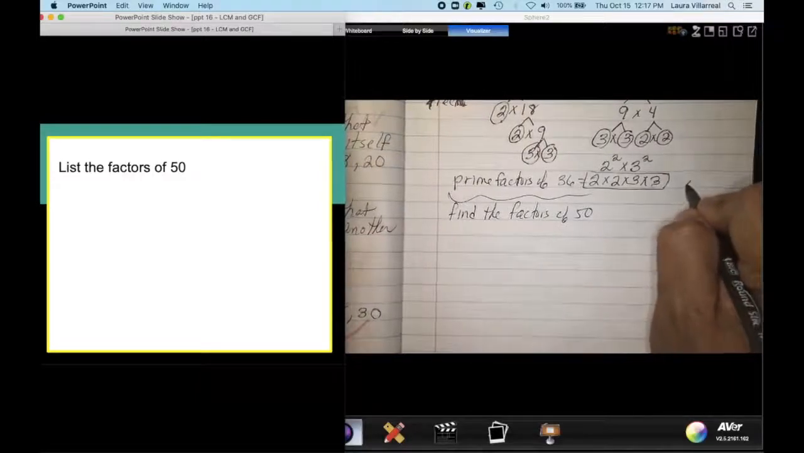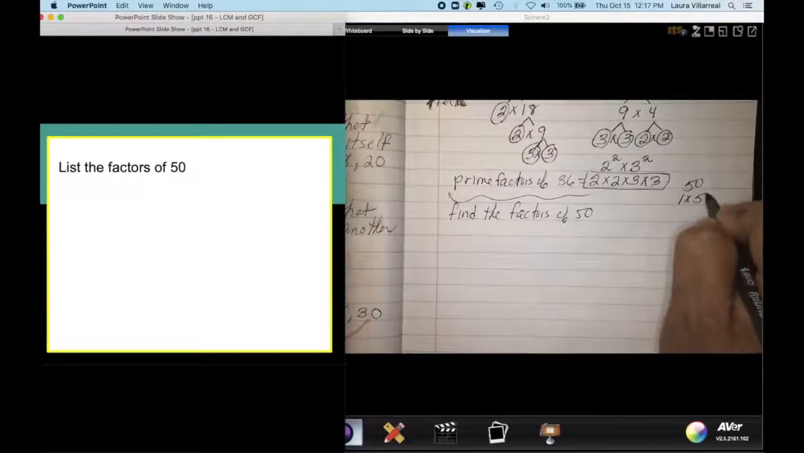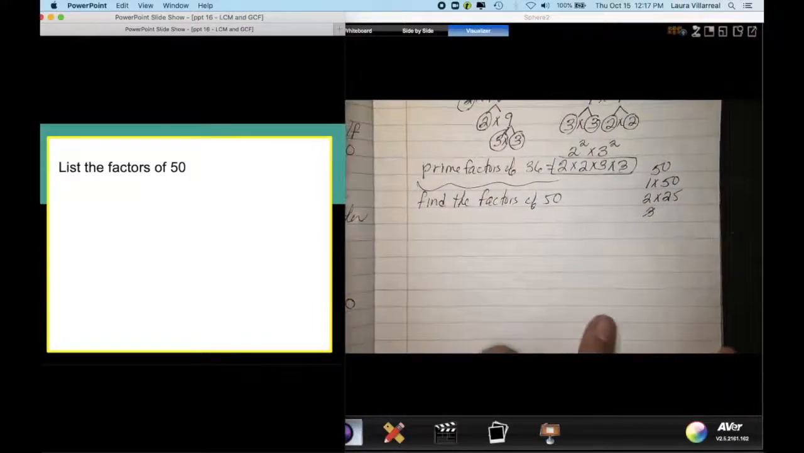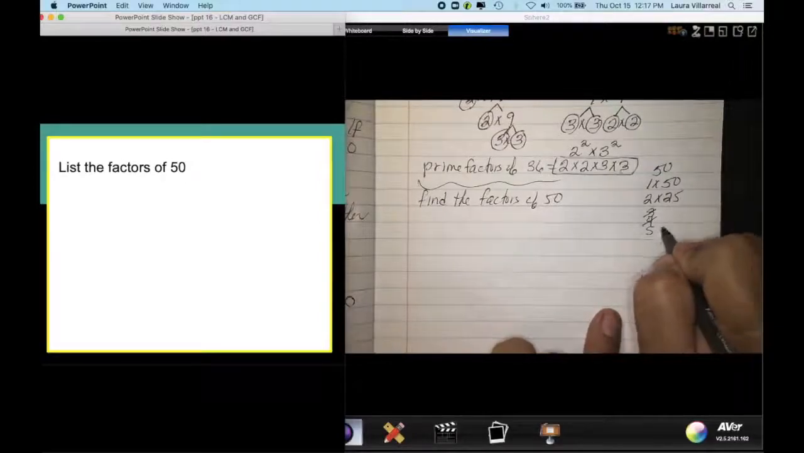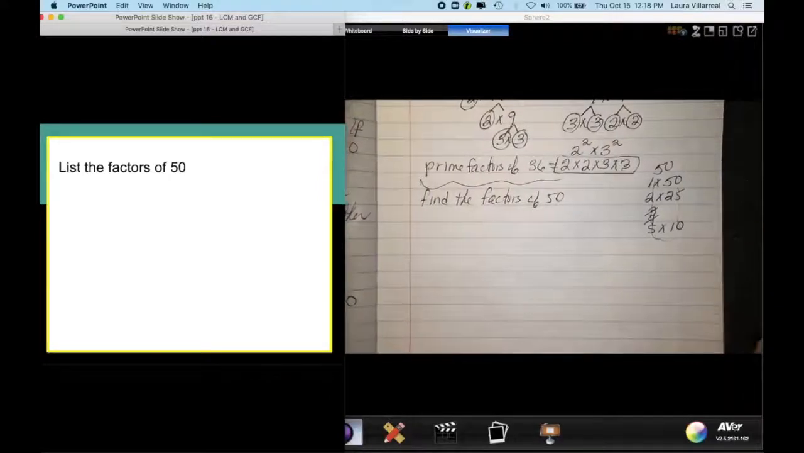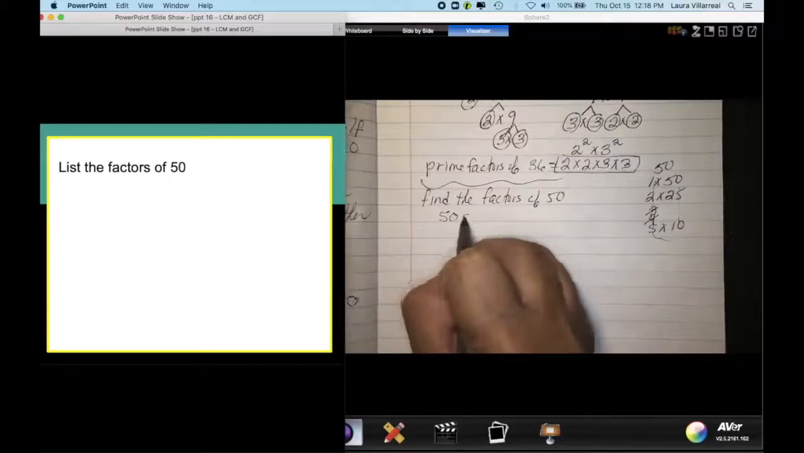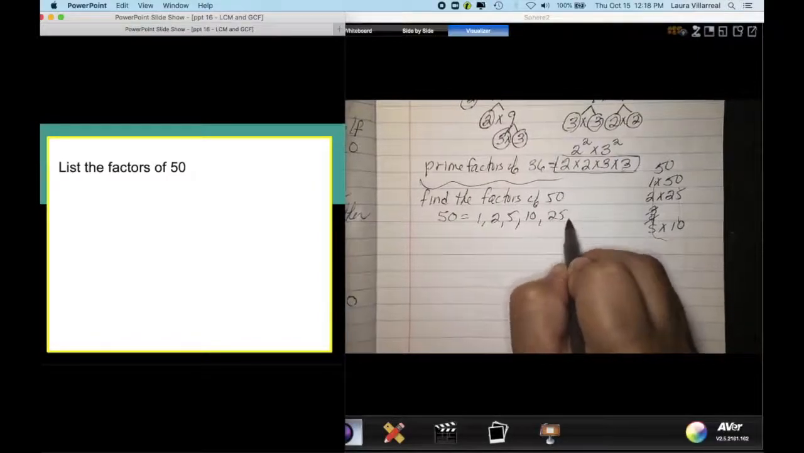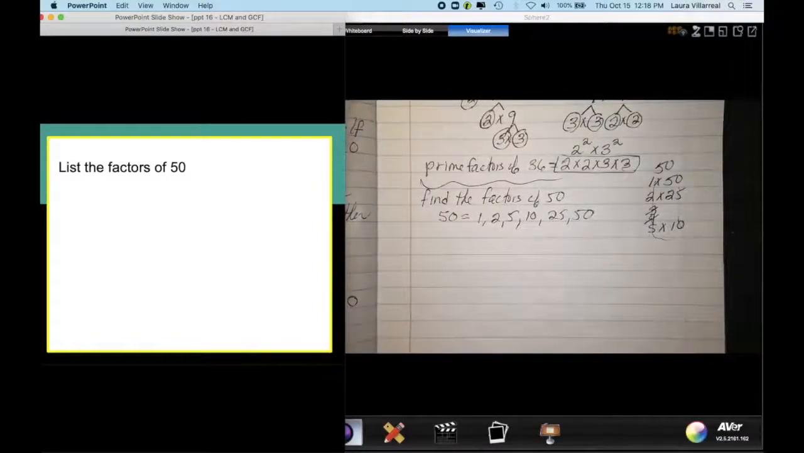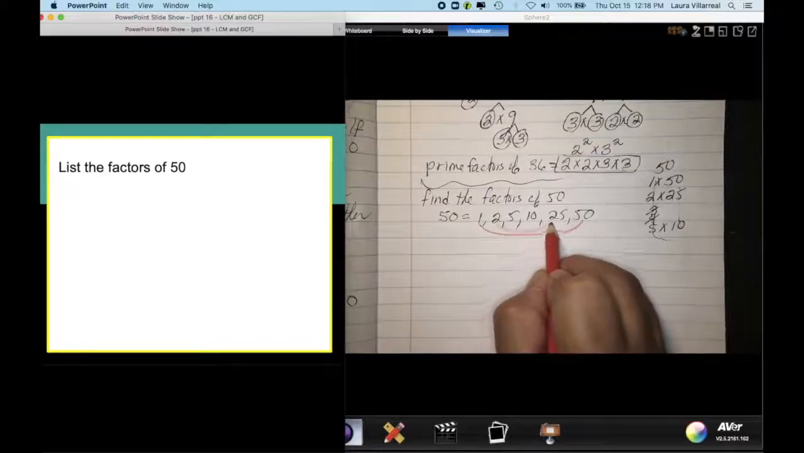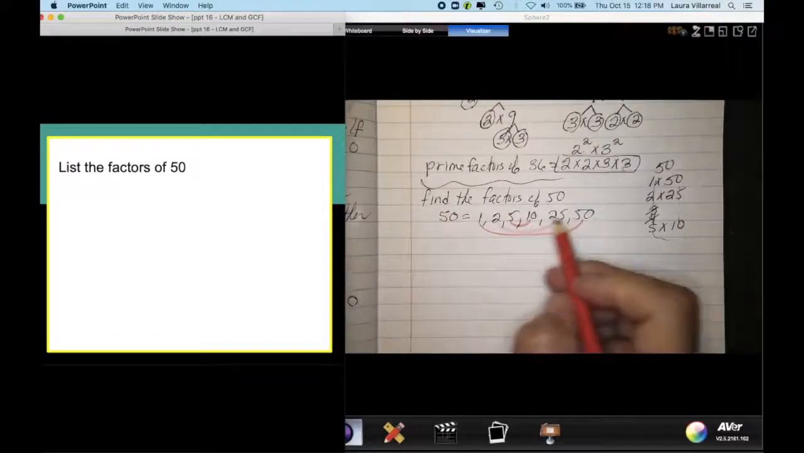So I'm going to break up the 50 into 1 times, 2 times. 3 does not go into 50, so I don't even have to write it down. 4, no, 5. And I think that's it, 6, 7, 8, 9, 10. Notice it does repeat. My factors of 50 are 1, 2, 5, 10, 25, and 50. Let's check to see if we have an even number of pairs. 1 times 50 is 50, 2 times 25 is 50, and 5 times 10 is 50.